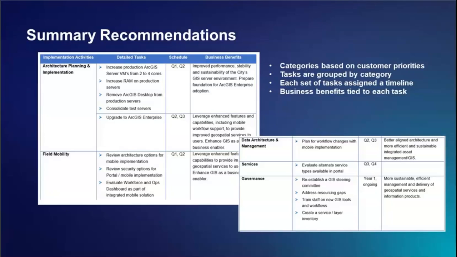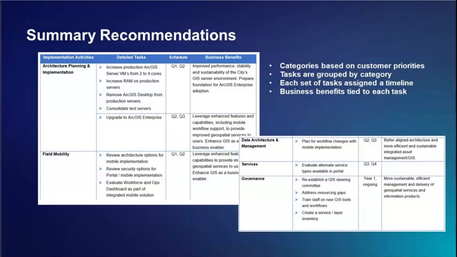We'll look at architecture planning and implementation, and there might be some actual concrete steps here to improve capacity or remove bottlenecks or mitigate maybe some licensing constraints, things like that. You want to schedule how you resolve these issues. And you also want to consider the business benefits of each of these, because everything should be tied to your organizational objectives. So you want to make sure nothing is extraneous or outside how it supports those objectives.